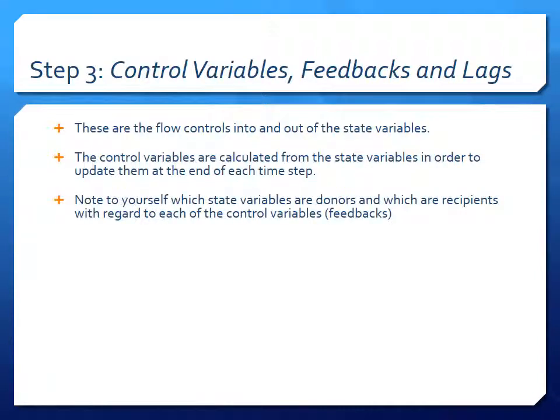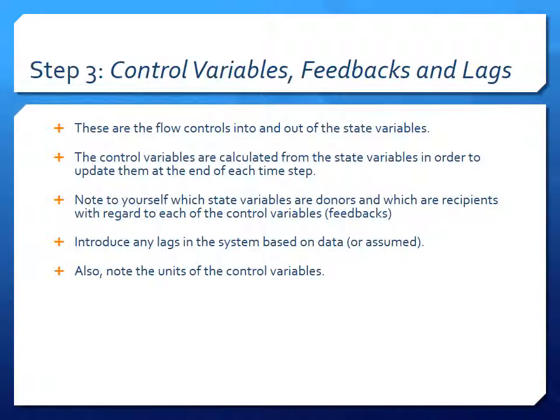At this point, it's useful to note which state variables are donors and which are recipients with respect to the control variables. Essentially, the direction of how these arrows point: which are inputs, which are outputs, and where these inputs and outputs are coming in or out of. We should introduce any lags in the system based on data, assumptions, or knowledge about how the system operates. And again, we'll note the units of these control variables just to make sure that we're adding apples to apples.